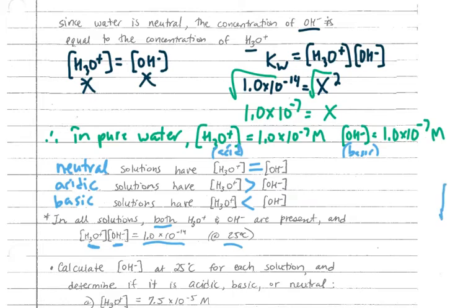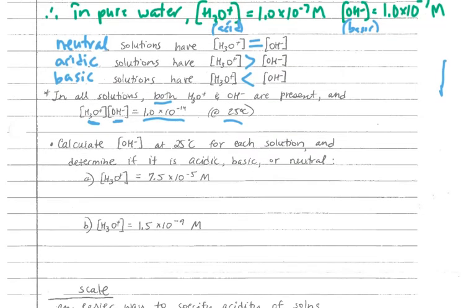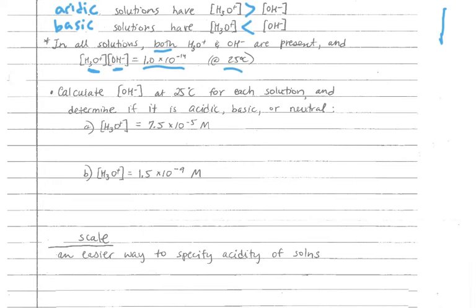Okay, so if we have the concentration of one of these ions, we can calculate the concentration of the other. So in this problem, it says calculate the concentration of hydroxide at 25 degrees for each solution and determine if it is acidic, basic, or neutral. So this first problem says we have a concentration of hydronium that's 7.5 times 10 to the negative fifth. So what is the concentration of hydroxide?